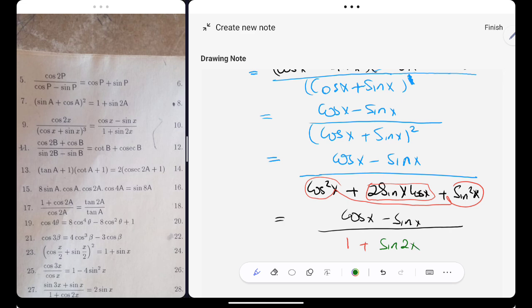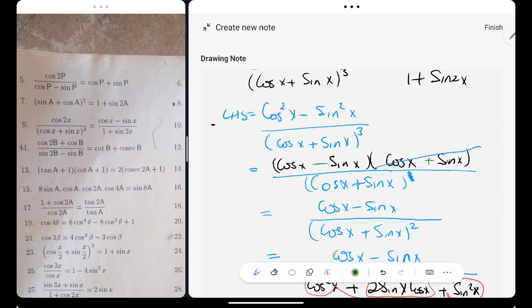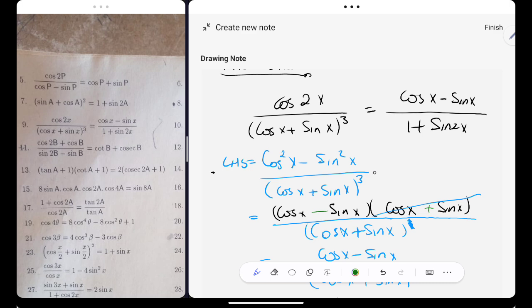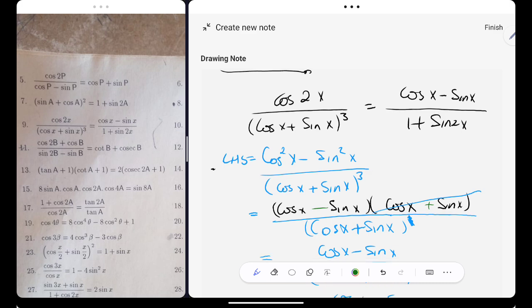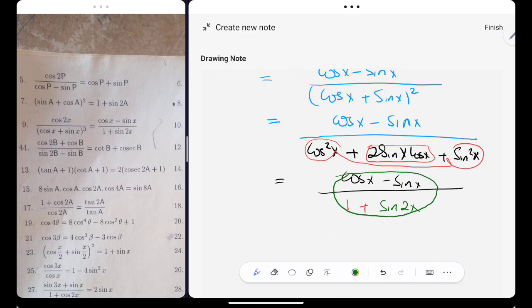So now I've proven that the left hand side is equal to the right hand side. Right, together. I was supposed to show that this thing is equal to cos x minus sin x all over 1 plus sin 2x. That's what I just did there.